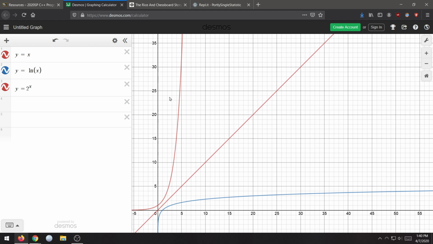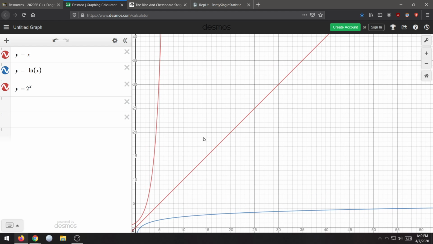Now, again, you don't really have to understand how all this fits into mathematics to be able to do the problem, but I just wanted to give you some background as to what's going on with it.